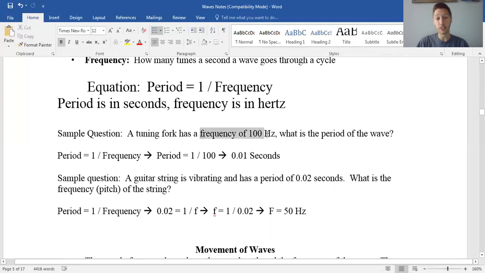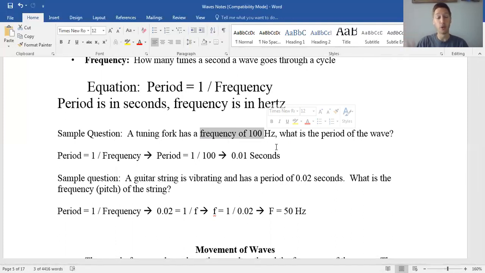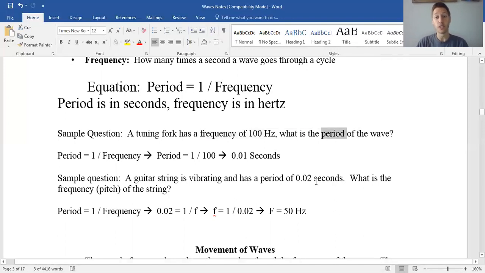The frequency tells us how many times per second that tuning fork is going to vibrate back and forth. So bong, you hit the tuning fork, it's going to vibrate back and forth. We're saying it's doing that 100 times per second. The period is how long it takes to do one time. So our equation, period equals 1 divided by the frequency. We're looking for the period, 1 divided by 100, which is the frequency. It's 0.01 seconds. So every 100th of a second, that tuning fork is going to vibrate back and forth.